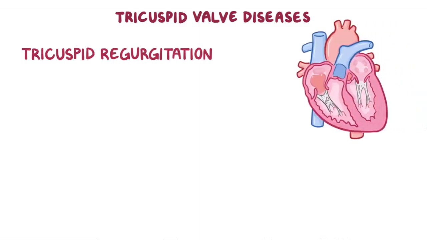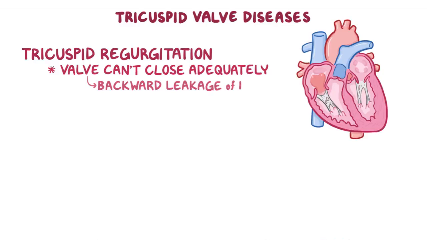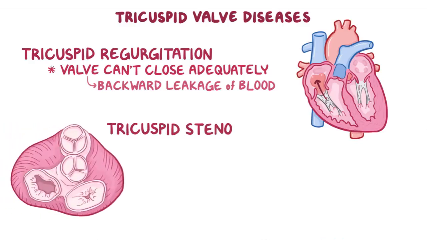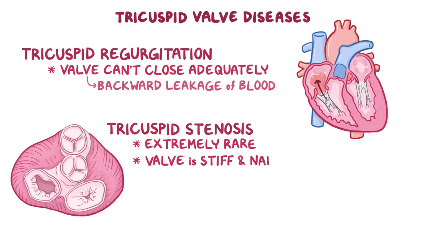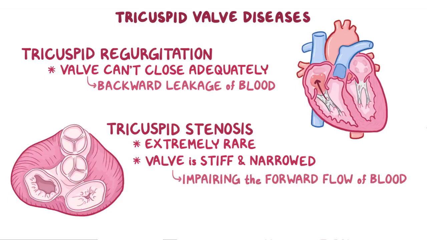Alright, on to the tricuspid valve. Tricuspid regurgitation occurs when the valve can't close adequately, resulting in the backward leakage of blood from the right ventricle into the right atrium with each heartbeat. And tricuspid stenosis is an extremely rare condition in which the valve may become stiff and narrowed, impairing the forward flow of blood from the atrium to the ventricle.